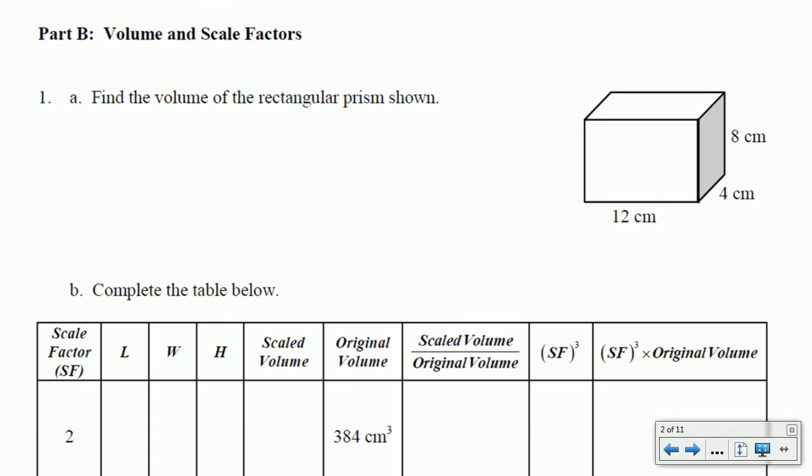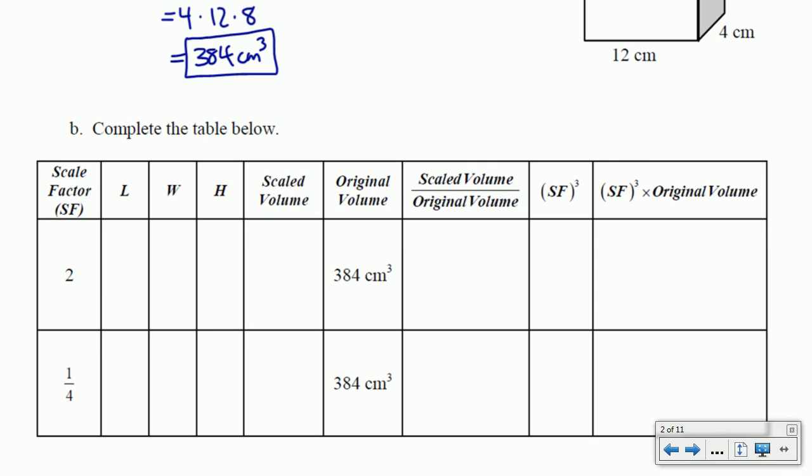Next we're on to volume and scale factors, and we need to determine the volume of the rectangular prism shown. So the volume of a rectangular prism is given by length times width times height. The length is 4, the width is 12, and the height is 8. And 4 times 12 times 8 gives us 384 centimeters cubed. Next we need to complete the table.